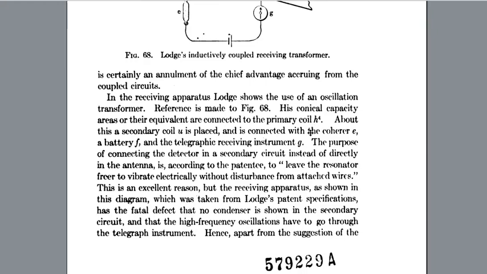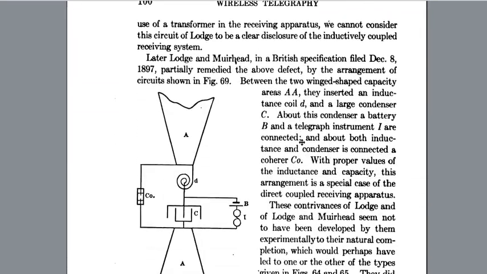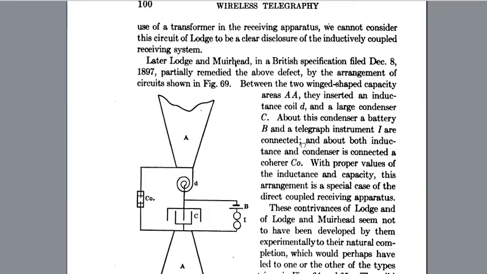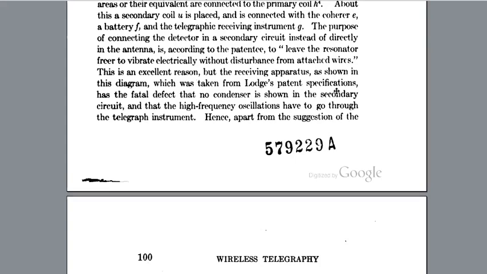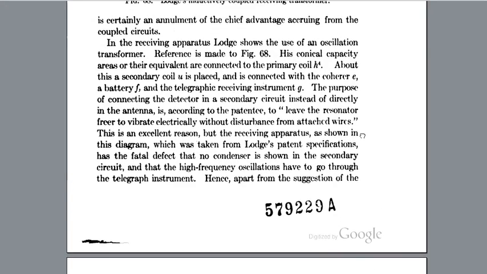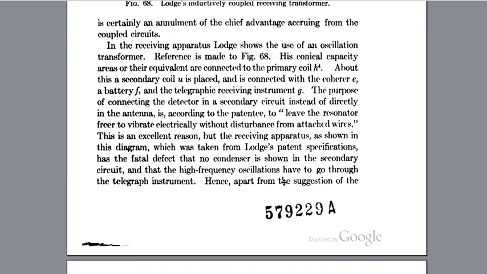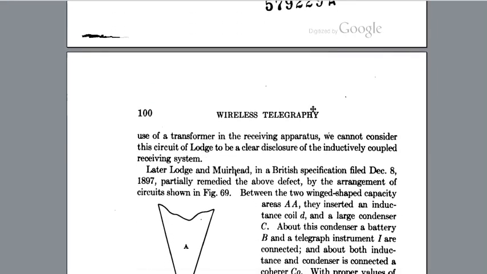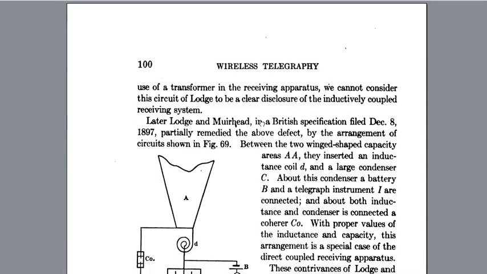This is an excellent reason, but the receiving apparatus as shown in this diagram, which was taken from Lodge's patent specifications, has the fatal defect that no condenser is shown in the secondary circuit, and that the high-frequency oscillations have to go through the telegraphic instrument. Hence, apart from the suggestion of the use of a transformer in the receiving apparatus, we cannot consider this circuit of Lodge to be a clear disclosure of the inductively coupled receiving system.